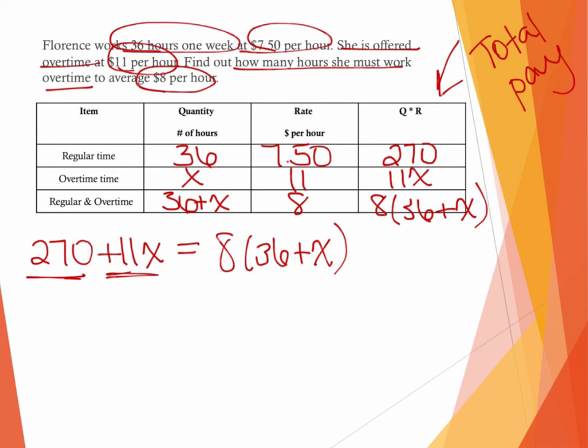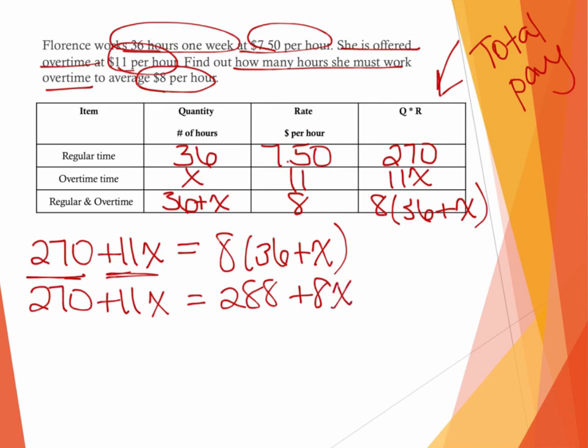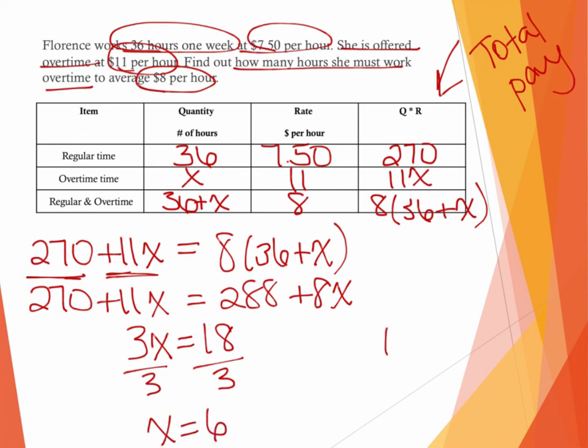And I could solve this equation now. So I have 270 plus 11x is equal to 288 plus 8x. I'm going to subtract the 8x over to the left-hand side and subtract the 270 over to the right-hand side. So I get 3x is equal to 18. Divide by 3, x is equal to 6. So she needs to work 6 hours of overtime in order to average those $8 per hour.